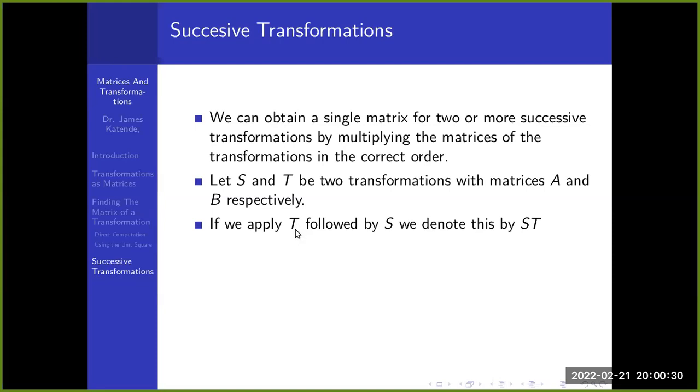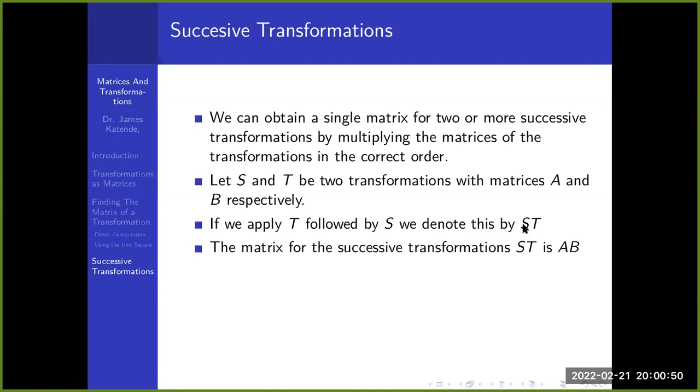Okay, so if we apply T first, if T is the first one to act, followed by S, then we'll denote this by ST. The reason for this is that T will be the first one to act. So it will be the first one to act on the vector. After it acts on the vector, it gives you the intermediate on which S acts.